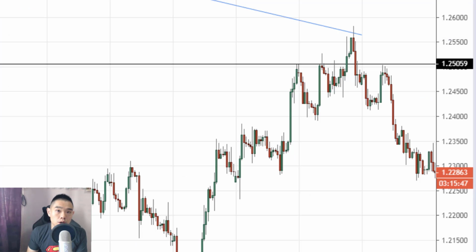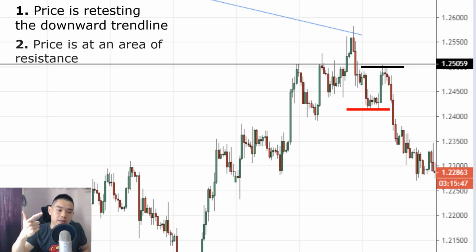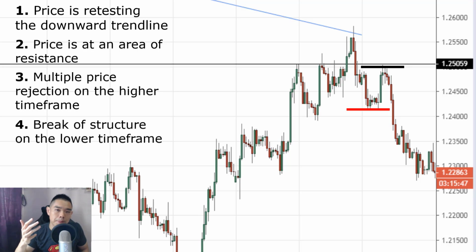Okay, so you can see over here on the lower time frame you have this series of higher lows and higher highs. Where the break of structure occurred is at this point over here, where the market made a lower high and lower low. So this is a break of structure. So you can see that there are multiple factors coming in. Number one, price is retesting the downward trend line. Number two, it's an area of value, at an area of resistance. Number three, multiple price rejections on the higher time frame. Number four, a break of structure on this 4-hour time frame. So you can see that a number of confluences coming together makes this a higher probability trading setup.